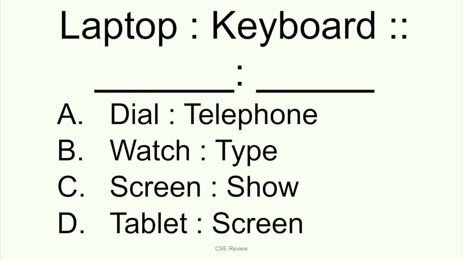Okay, so, let's start out with this one. This is a double word analogy. Sabi, laptop is to keyboard, blank is to blank. Options natin are dial is to telephone, watch is to type, screen is to show, and tablet is to screen. I'll give you a minute to think about your answer, okay?